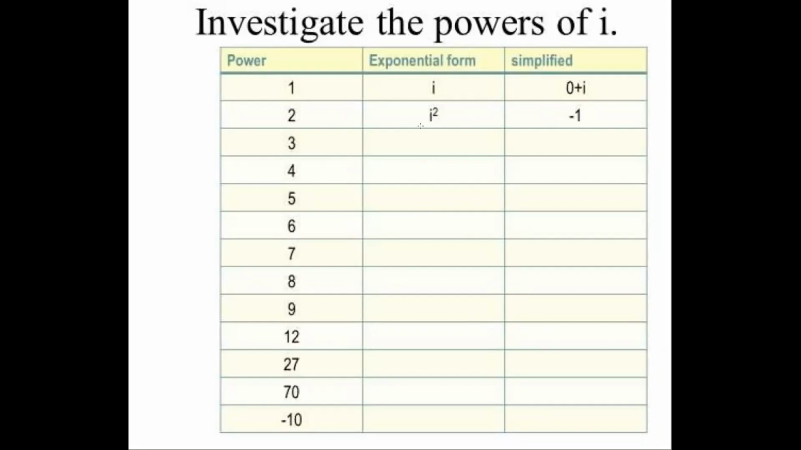Suppose I'm just explaining one more example, I cube. So what will be I cube? I square into I. So I square equal to minus 1. So minus 1 into I. So ultimately, the result will be minus I. And in simplified form, we can write it as 0 minus I. In this way, we can completely fill up this blank. I want you to do this, student. Please do it at your home.